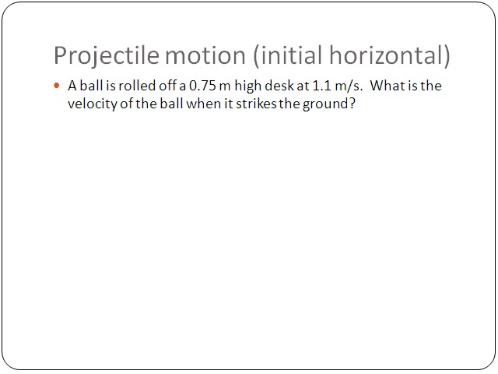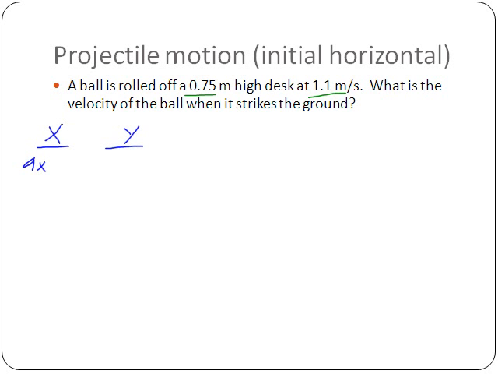So we say that a ball is rolled off a 0.75 meter high desk at 1.1 meters per second. What is the velocity of the ball when it strikes the ground? So in this case, I've given you the same initial conditions, 0.75 meters high, 1.1 meters per second. So let's set up once again our table on this. So I have x, I have y. It would be nice to have saved those, but you'll get the idea.